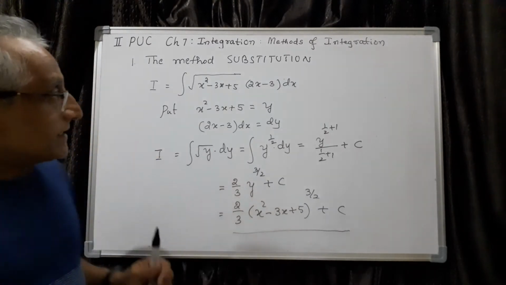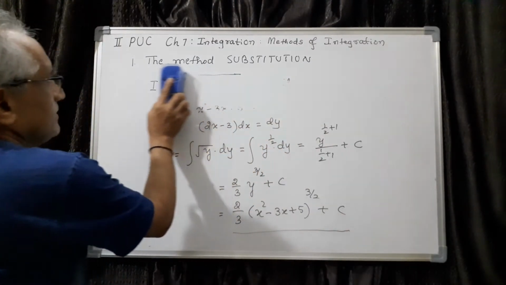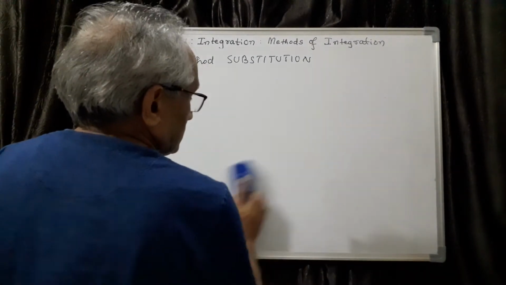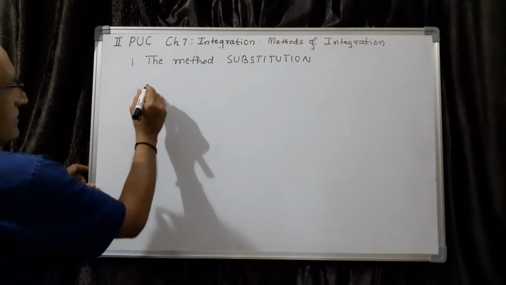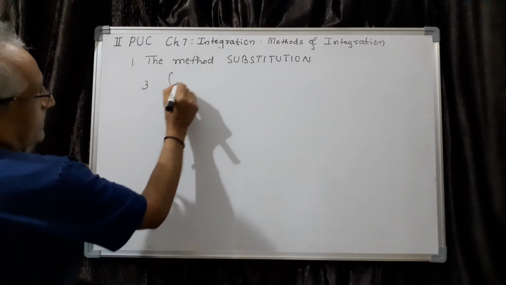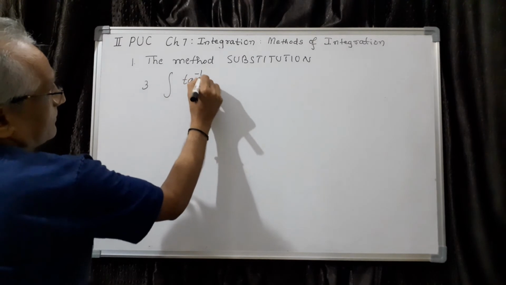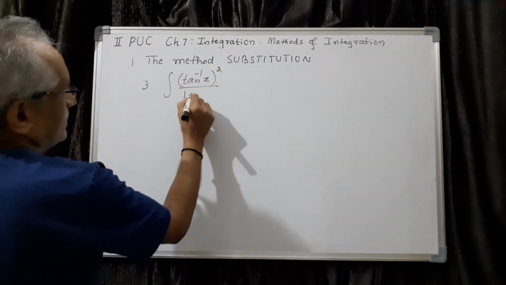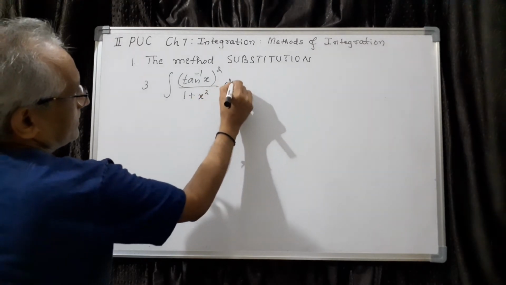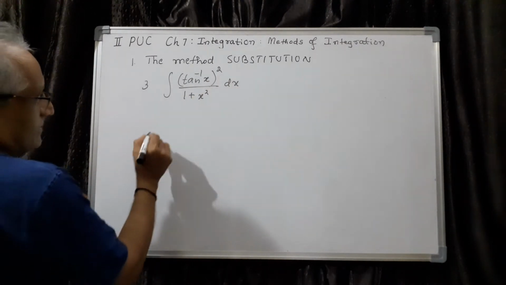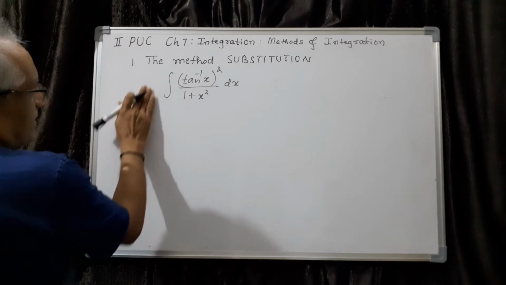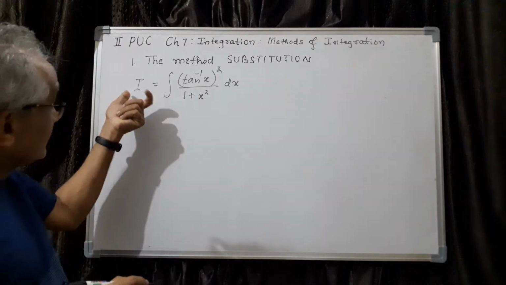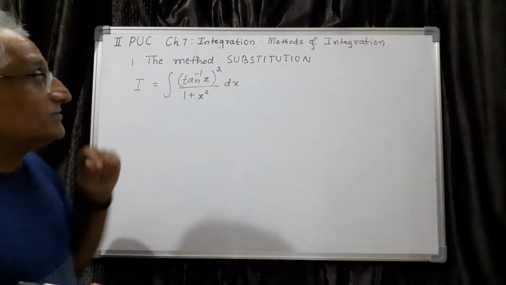Let us do the next question also, that is the tan inverse. So the third question which I had selected was integrate tan inverse x divided by 1 plus x square, dx. So let us take this as I. Always whenever you are using the substitution method, please write that equal to I, so that it is easy to understand.